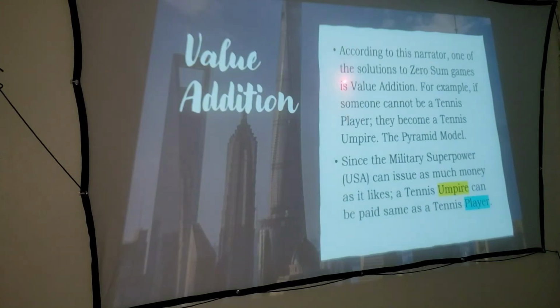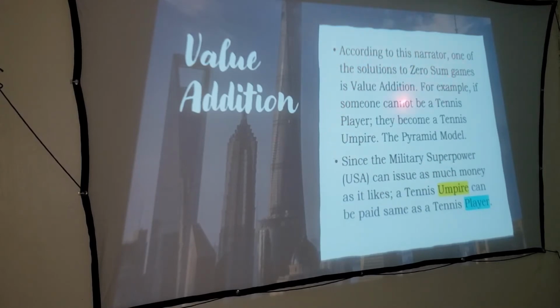Now, according to this narrator, which is myself, one of the solutions to zero-sum games is value addition. For example, if someone cannot be a tennis player, they become a tennis umpire, the dude that sits on a high chair and dictates the rules of the game. I mean, who has more power, the player or the umpire? But this is basically the pyramid model.